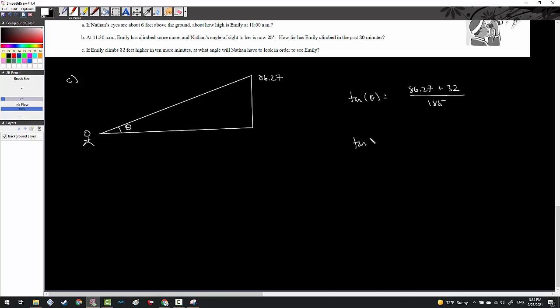And so what I get is tangent of theta equaling 118.27 divided by 185. And I have to solve for that theta. Again, I'm not going to divide both sides by tangent. I'm going to take tan inverse on either side. So theta is going to equal 118.27 over 185, and that's being tan inversed. As a decimal, that ends up becoming 32.59 degrees. So Nathan will have to look up at an angle of 32.59 degrees to continue to see Emily.